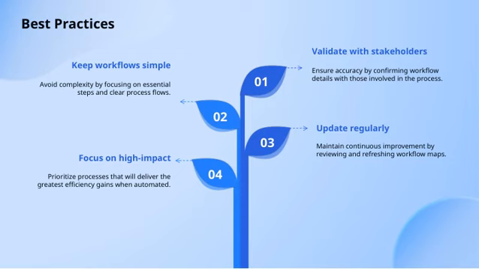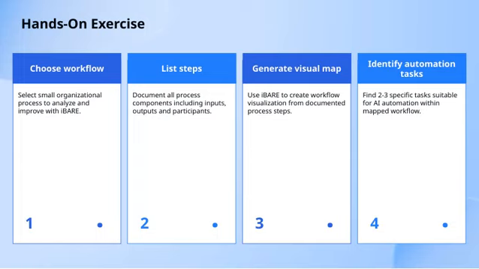Another key point is to focus on high-impact processes. Prioritizing those that will deliver the greatest efficiency gains when automated allows us to maximize the value of our efforts and resources. And finally, remember to update your workflows regularly. Continuous improvement is vital, so reviewing and refreshing your workflow maps helps keep them relevant and effective over time. By following these best practices, we can design workflows that are simple, accurate, impactful, and adaptable, all essential for successful automation and process improvement. All right, now let's move on to the hands-on exercise.